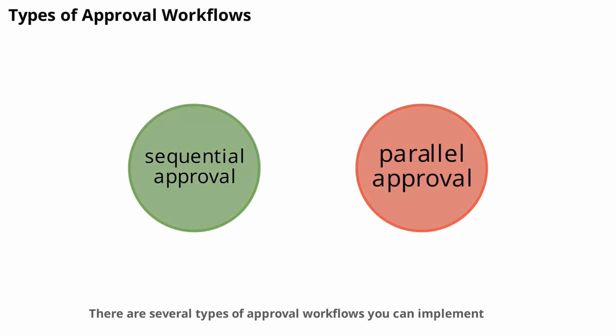There are several types of approval workflows you can implement. Sequential approvals require each reviewer to sign off in order, while parallel approvals allow multiple reviewers to check content simultaneously. Choose the type that best fits your team's needs and the complexity of your content. Your knowledge-based software should support both options, giving you flexibility as your organization grows.